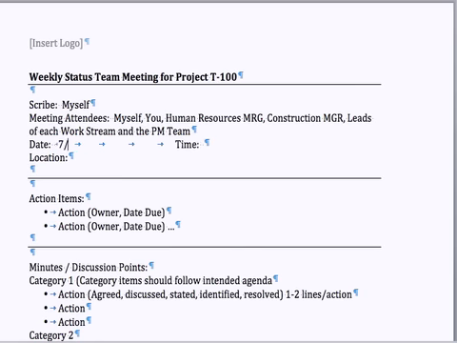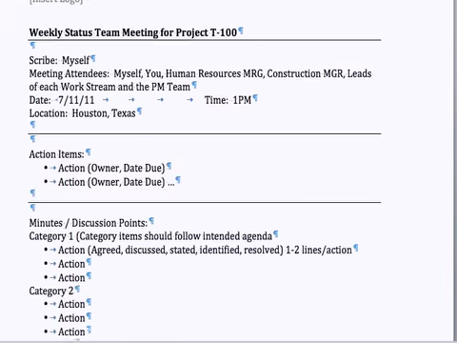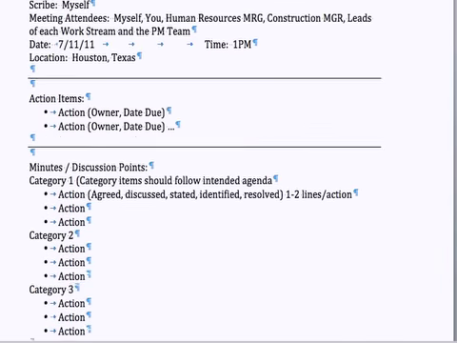The date is 7/11. That's the date that was listed. The time is 1 p.m. So I'm just making this up. Location, let's say Houston, Texas. As we mentioned, you could put the address of where you're holding the meeting and the room.